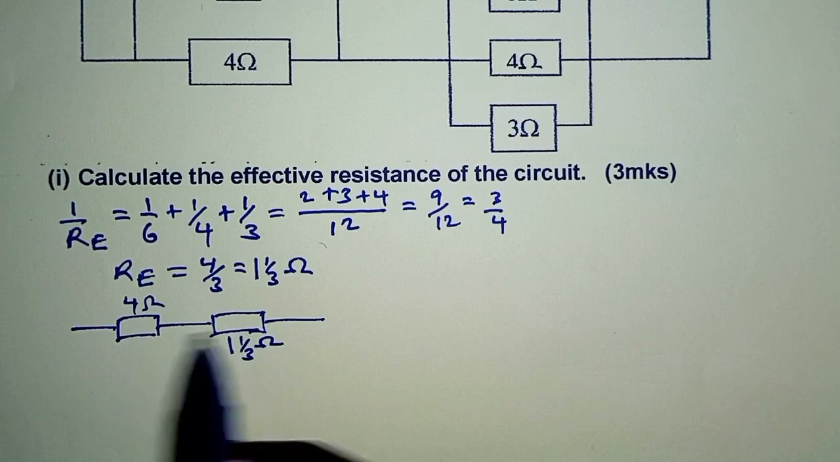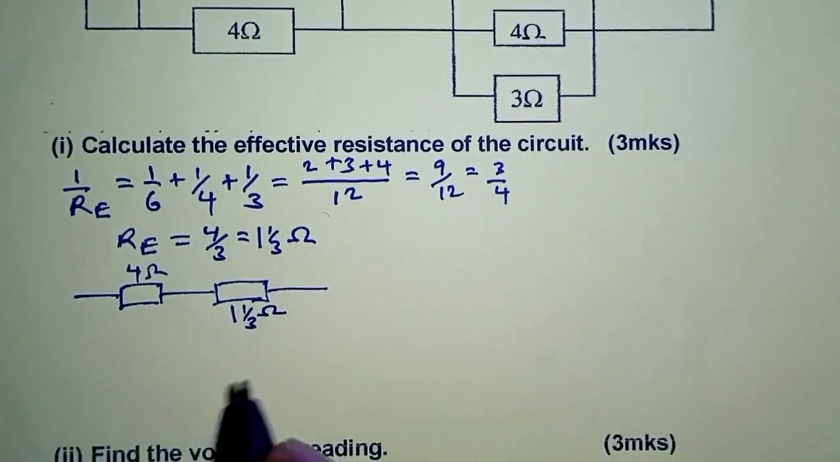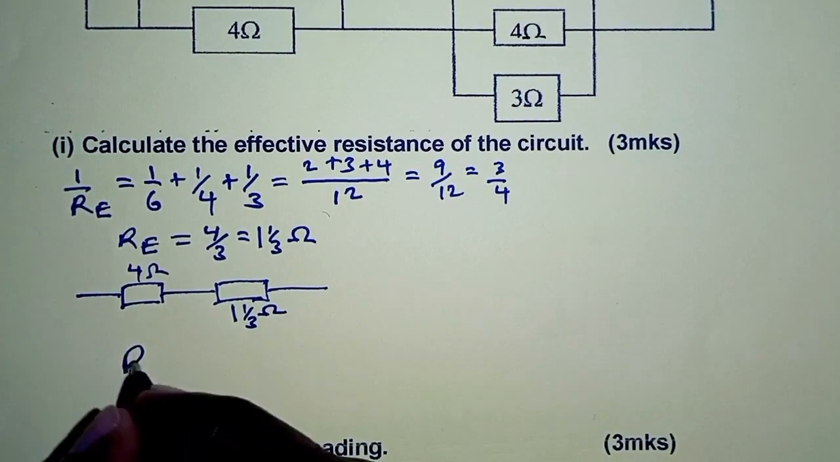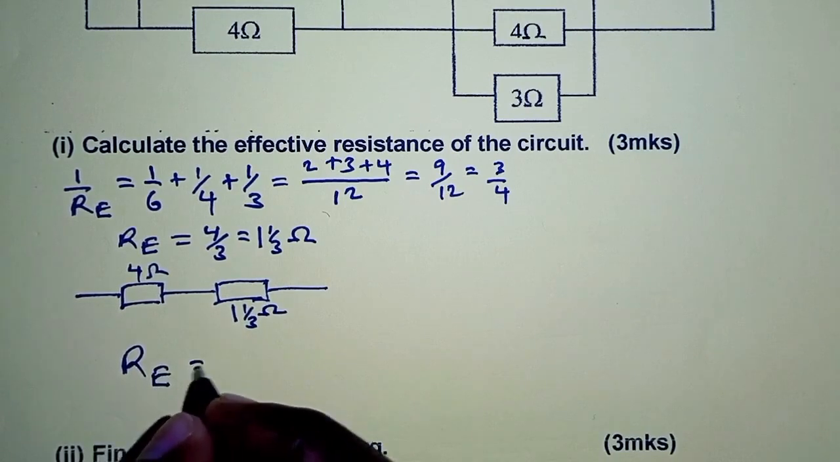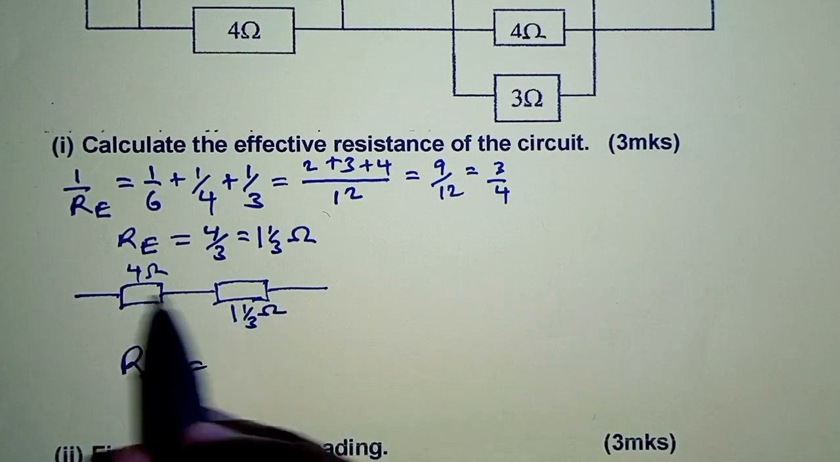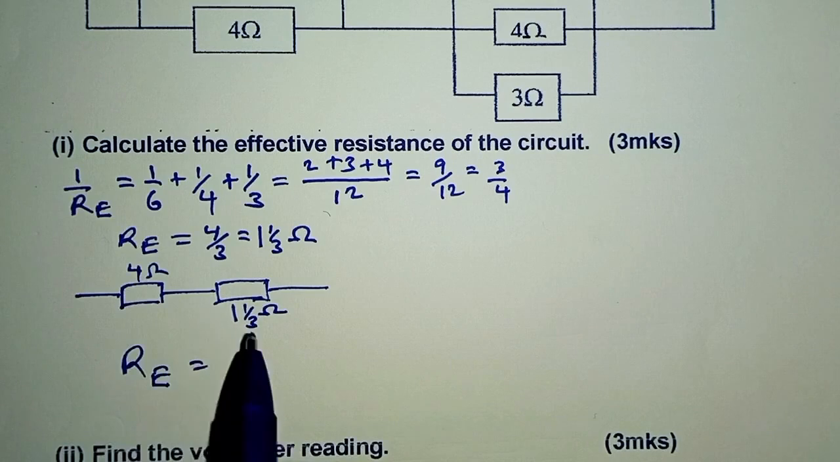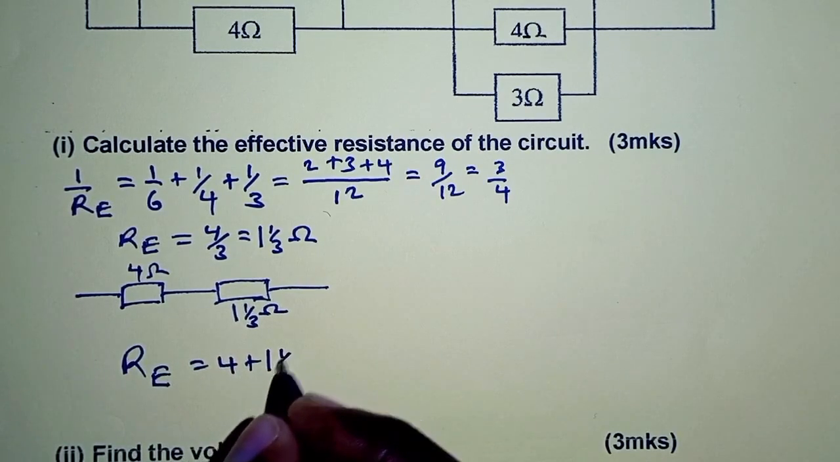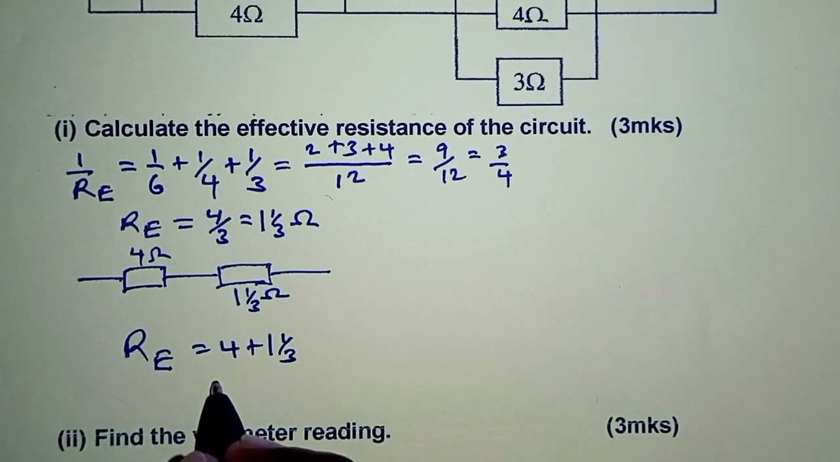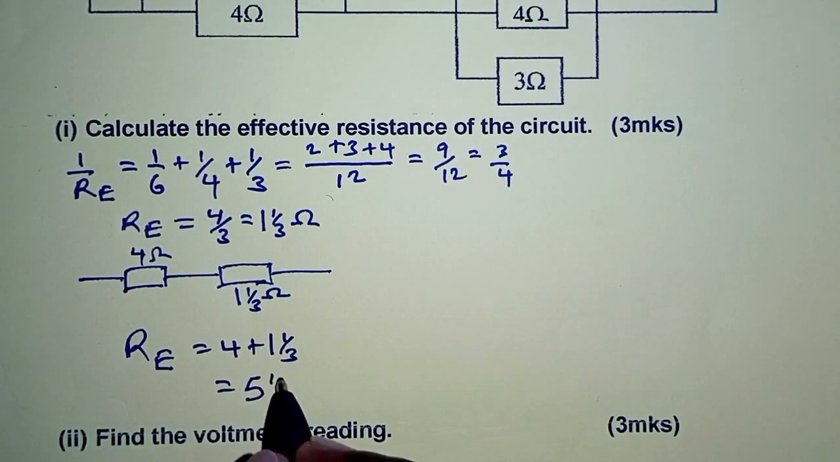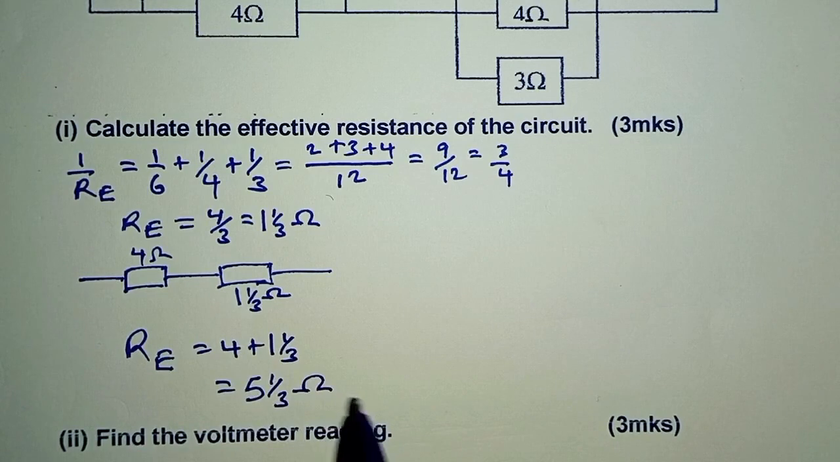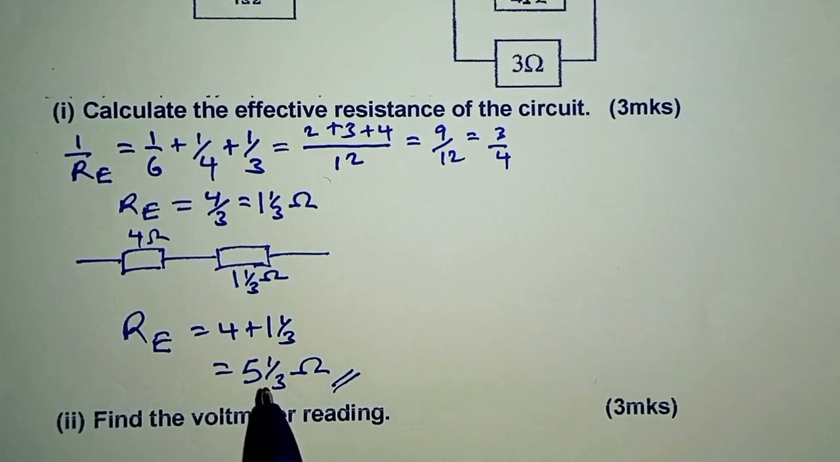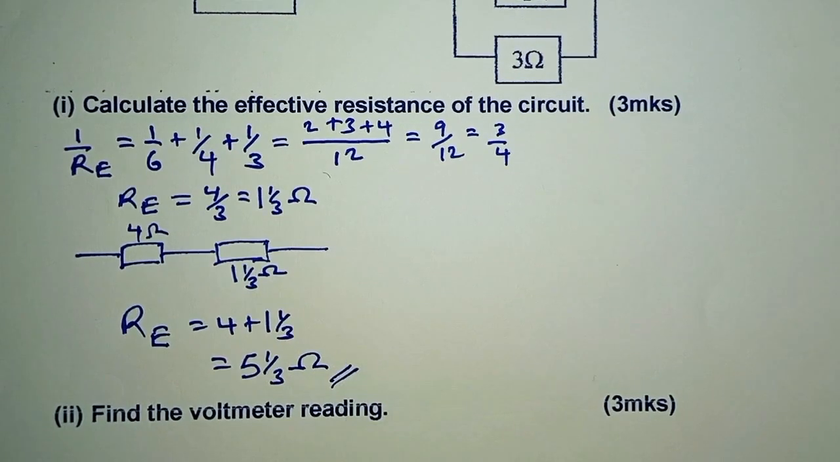So these two resistors are connected in series, and if they're connected in series, the effective resistance there should be the sum of the resistances. So we have 4 ohms plus 1 and a third, and that gives us 5 and a third ohms. So that is 5.3 recurring. Okay, so that is for the first part.